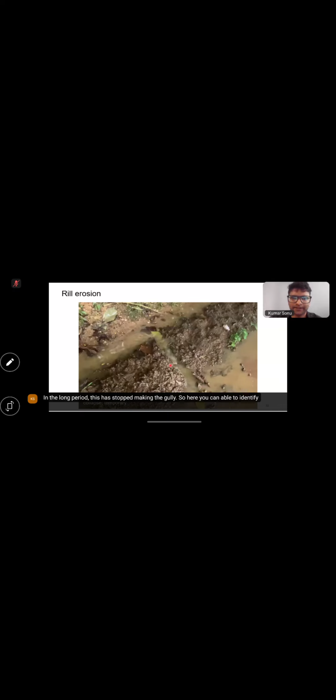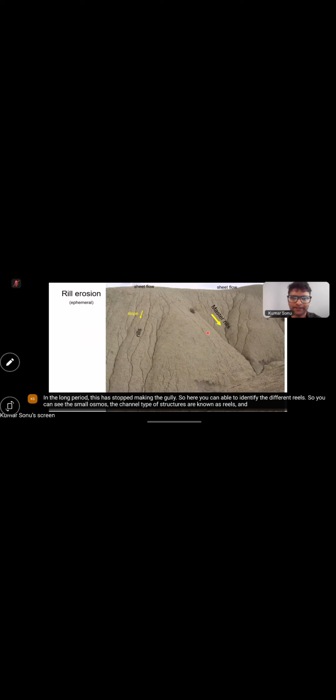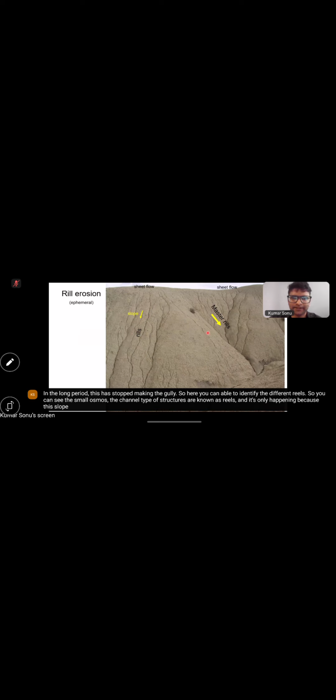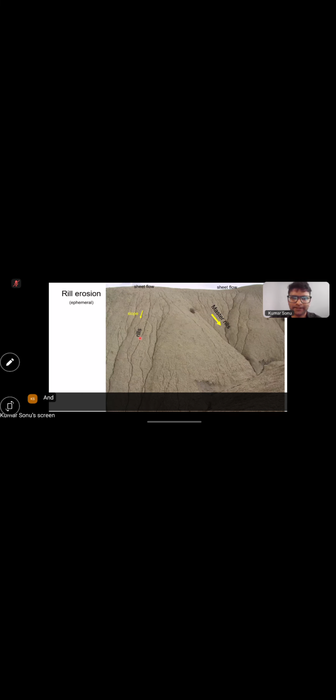You can see the channel-type structures are known as rills, and it's only happening because this is a sloping land, meaning high elevation and low elevation. On the top we can see there is not much slope, an almost uniform slope, so there is no movement. Those are known as sheet flow. Then here you can see a lot of small rills combining into master rills. Many master rills concentrate and form the gully. So it starts from sheet erosion to small rills, and rills form gully erosion.